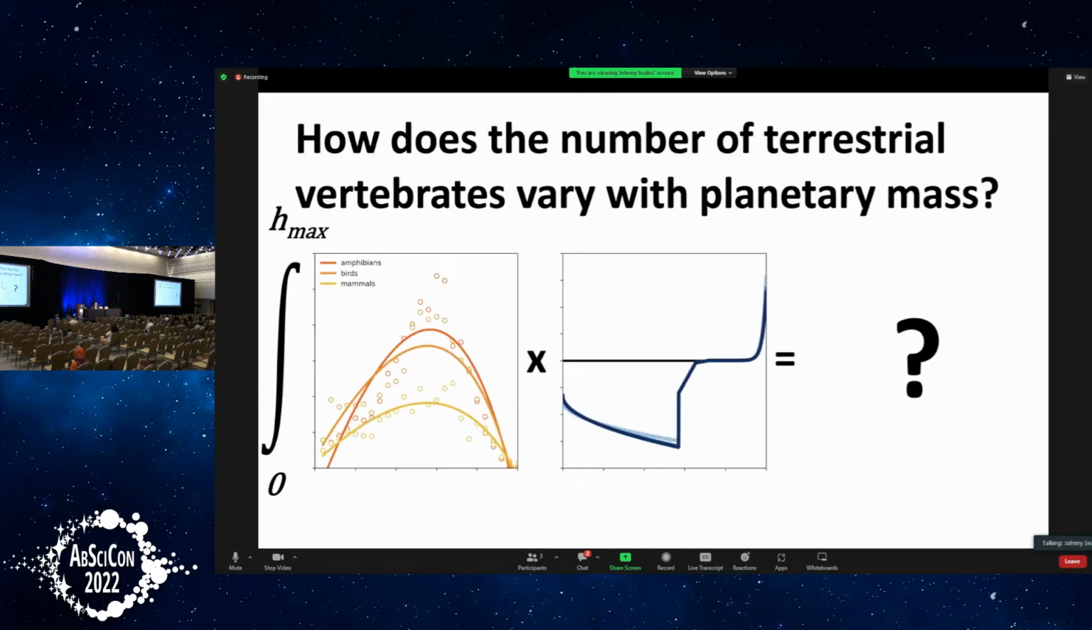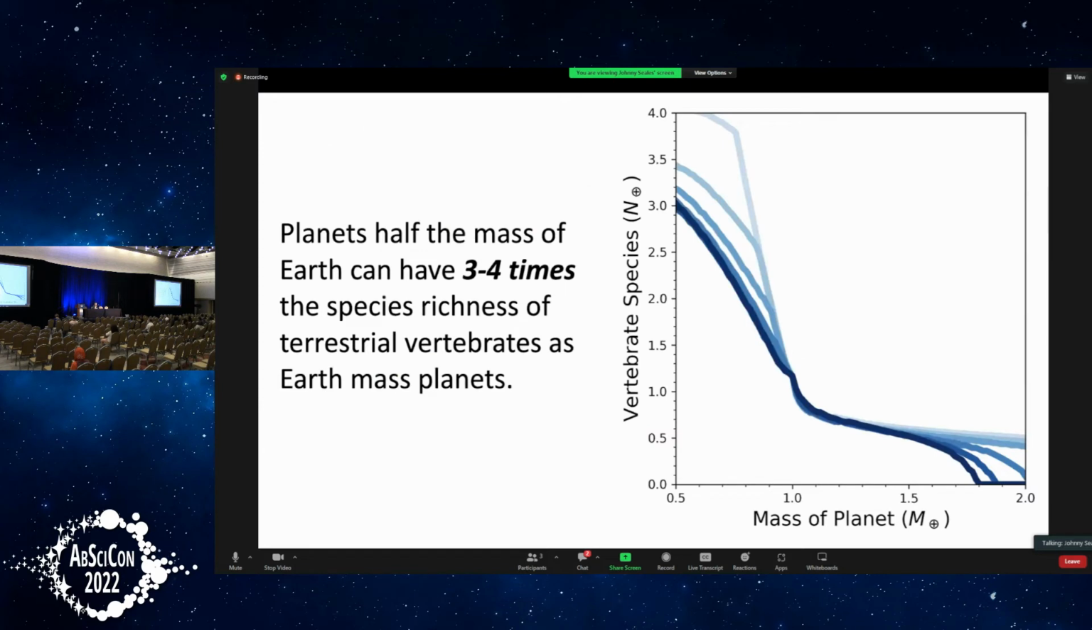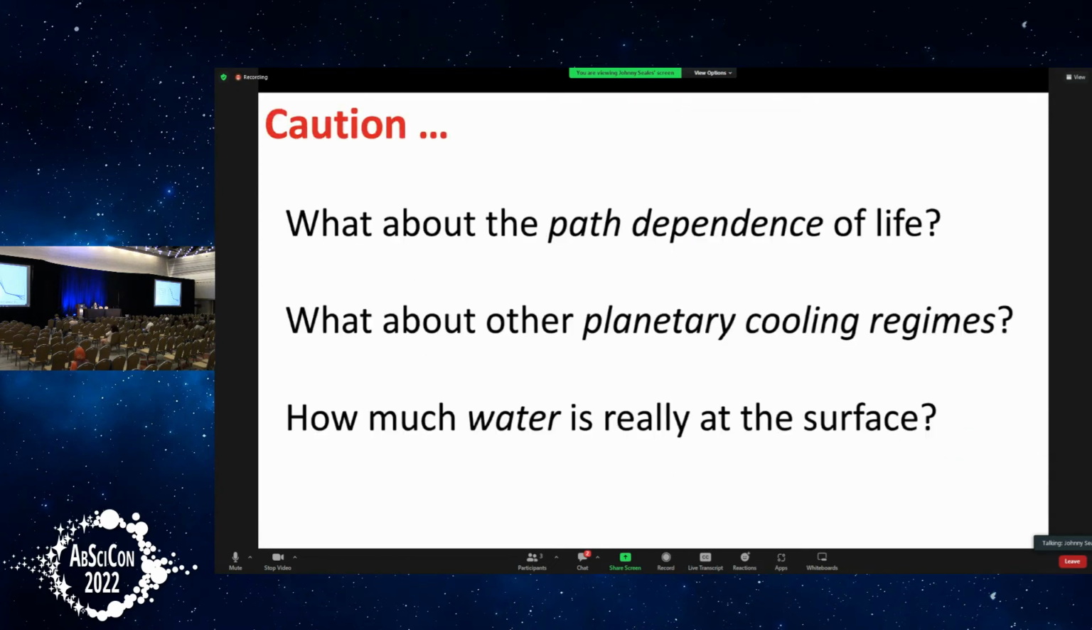So how does the number of terrestrial vertebrates vary with planetary mass? Well, if we combine all this together, what we're seeing is that the relative number of vertebrate species is much higher for low mass planets than high mass planets. In fact, there are 3 to 4 times as many terrestrial vertebrate species on smaller planets than larger ones.